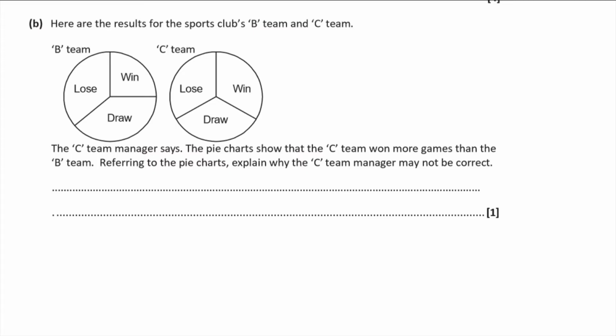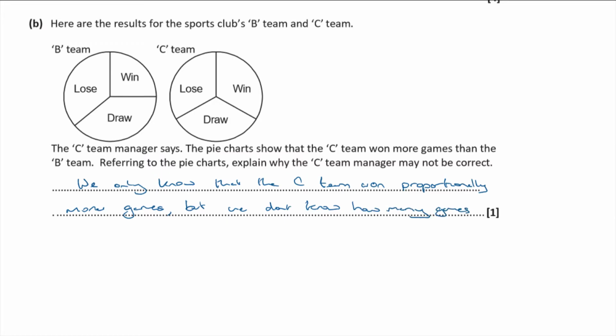Okay, so C team won more than a quarter of the games, but if it played fewer games, then that more than a quarter might be less than a quarter of the other one. Okay, so we only know that the C team won proportionally more games, but we don't know how many games the B and C team played. B team could have played many more games.